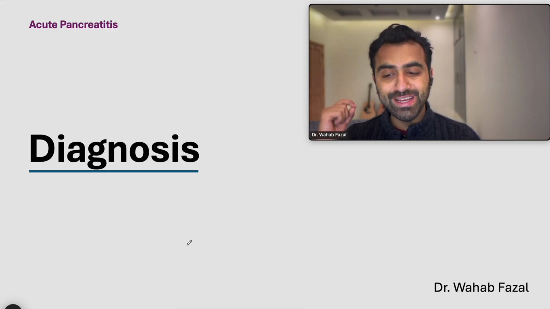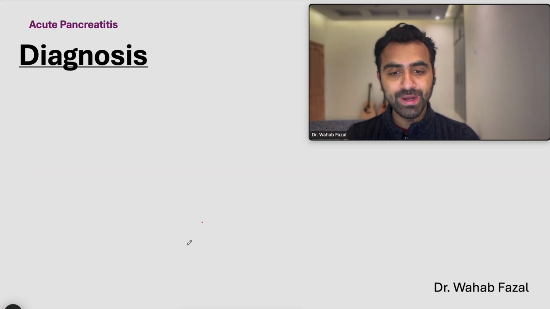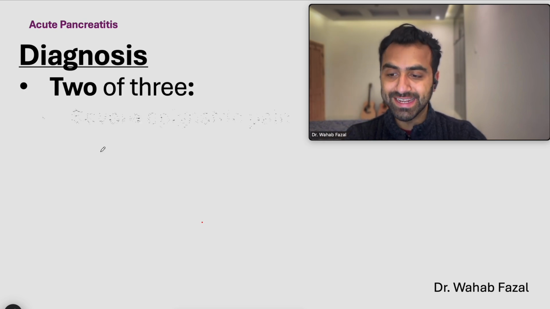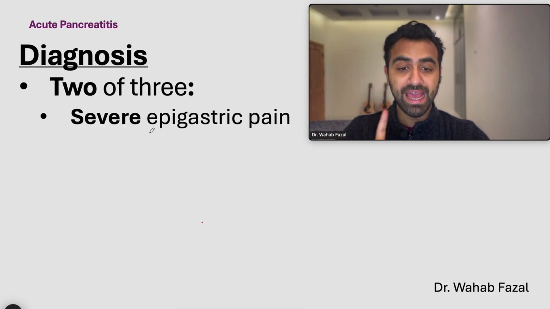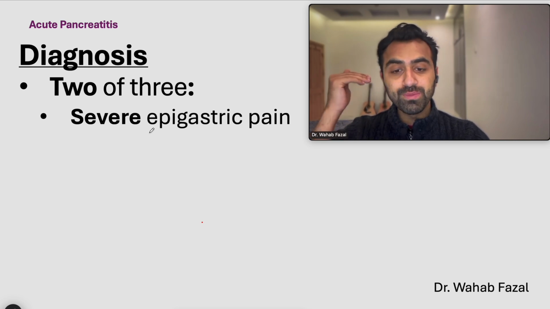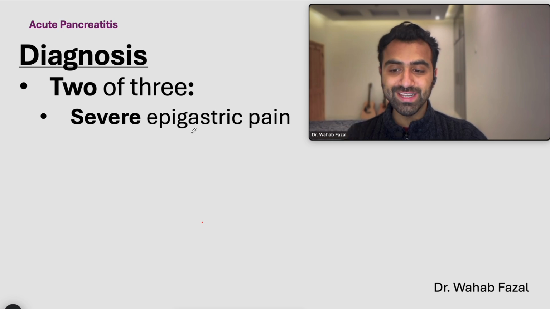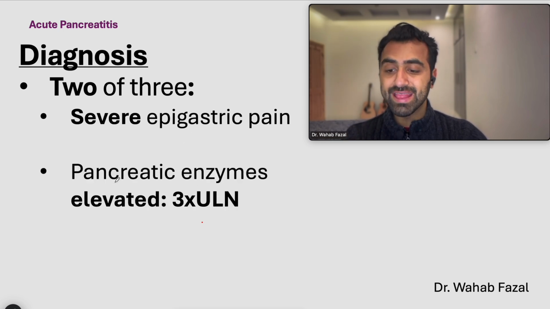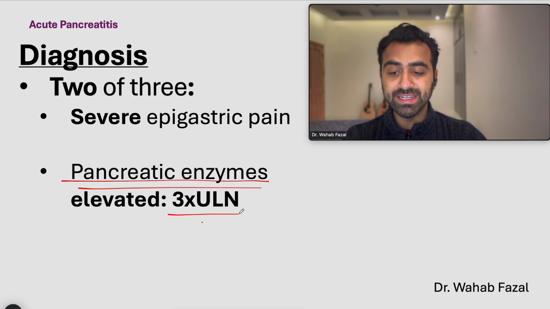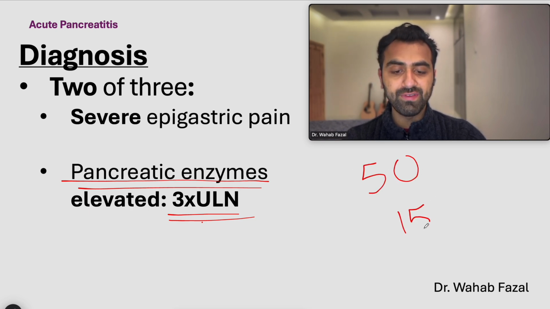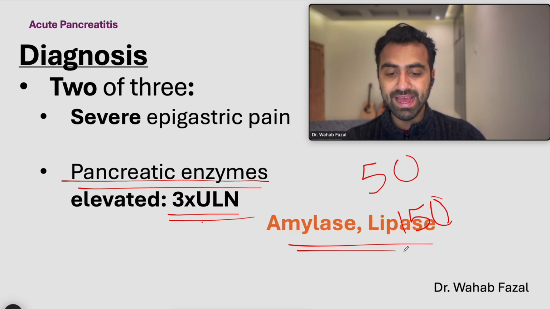Now let's move on to the diagnosis of acute pancreatitis. How do we do it? For the diagnosis, you need 2 out of these 3 criteria. One is that severe epigastric stabbing pain that we just talked about, that goes from the front to the back and is improved by leaning forwards and worse after having meals. And then pancreatic enzymes. What are those pancreatic enzymes? Like amylase and lipase elevated up to 3 times the upper limit of normal. So if the upper limit of normal is, let's say, hypothetically 50, if you're getting 150, then that is diagnostic based on this criteria. Amylase and lipase are the enzymes.